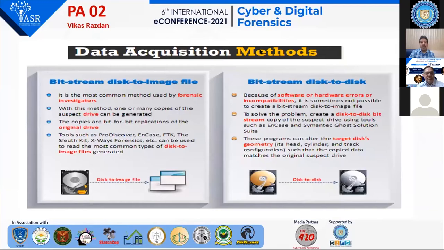When the data acquisition is done, we have to keep in mind that we have to check the integrity of the image that has been obtained, and we have to use write blockers while going for the data acquisition. We also have to calculate the hash values so that we can prove in a court of law that it's the image on which we have worked. The thumb rule of the investigation is that we never work on the original. It's only the image of the original disk that has been acquired, and we have to work on the copy.